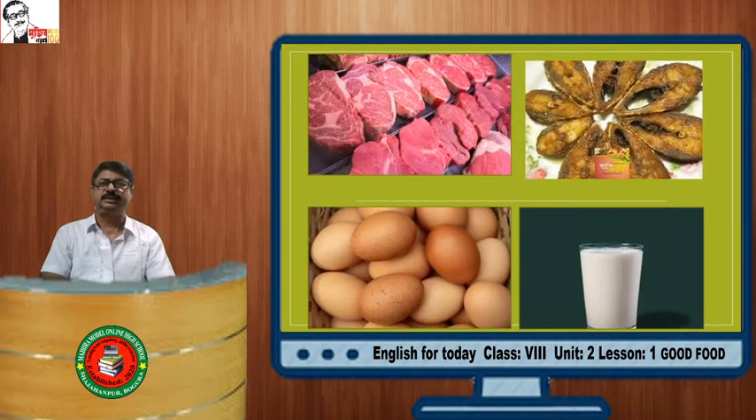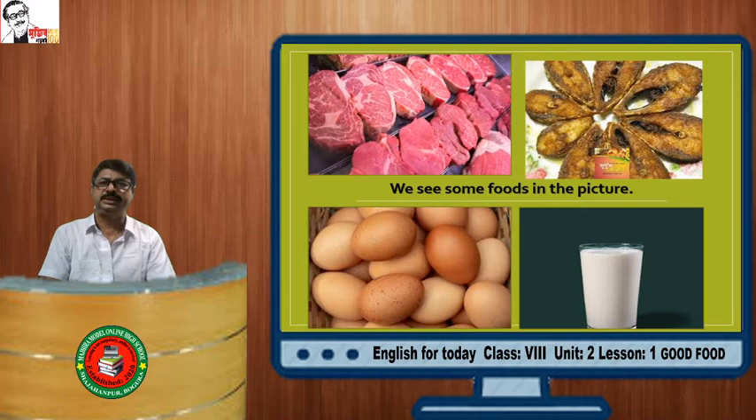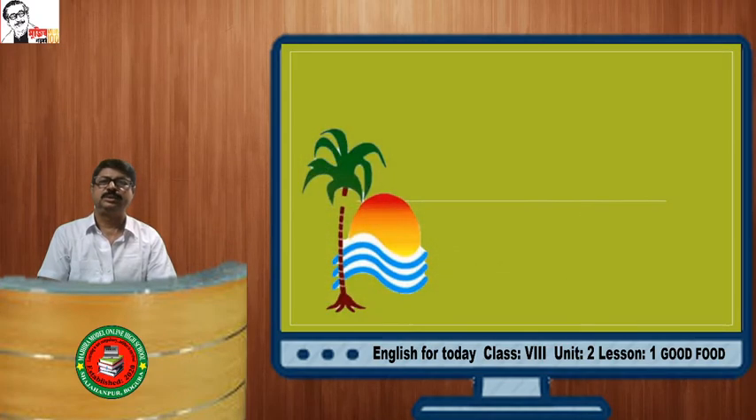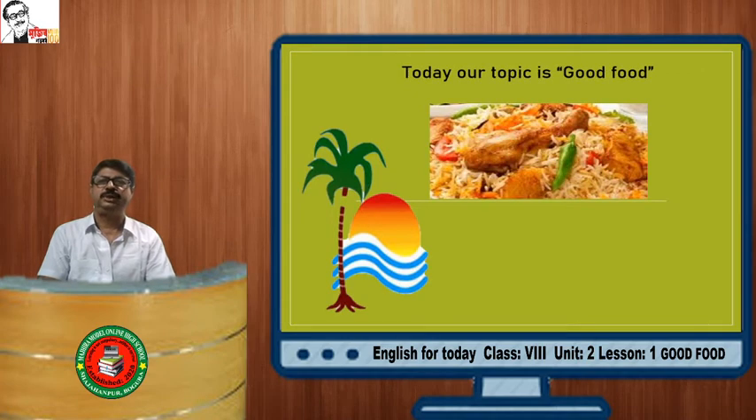Before discussing, I am showing you some pictures. Look at the pictures carefully and try to tell the answer. What do you see in the pictures? Your probable answer is we see some foods in the pictures. What kind of foods are these? These are good foods. So today our topic is good food, Unit 2, Lesson 1, page number 11.